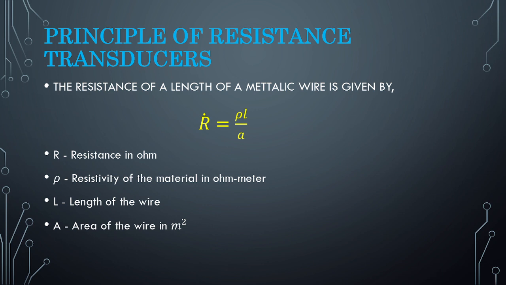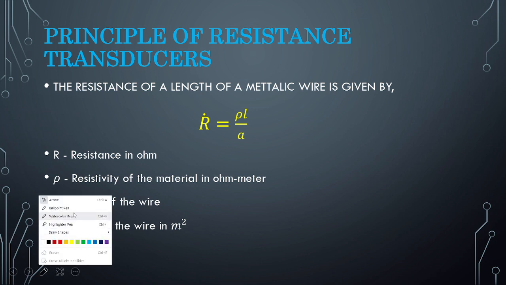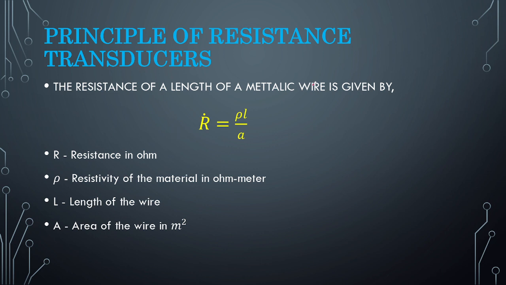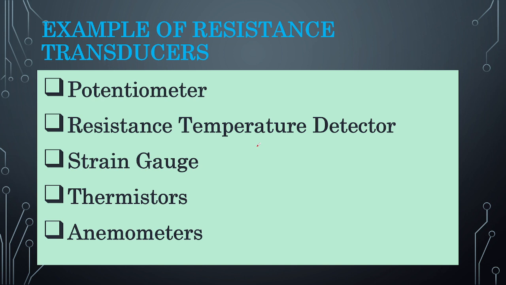Now, the principle of resistance transducer is the resistance of a length of a metallic wire. If you just take a thin metallic wire, it has a resistance R, which is calculated with the formula R = ρL/A, where ρ is the resistivity of the material in ohm meter, L is the length of the wire, and A is the area of the wire in meter square. So this is the principle of a resistance transducer, R equals ρL by A.